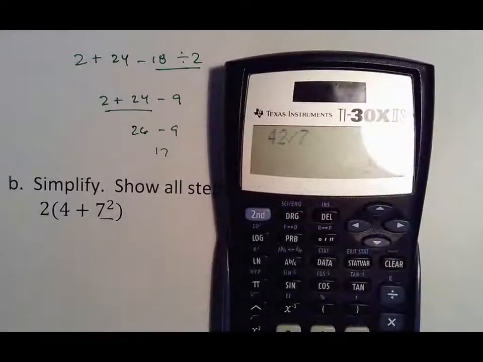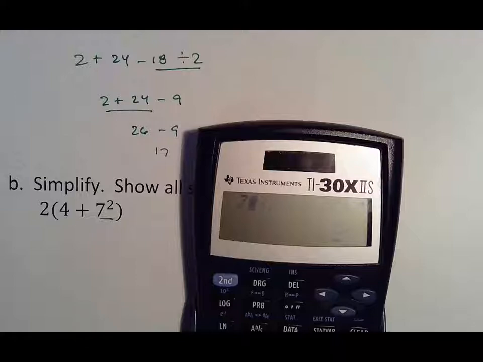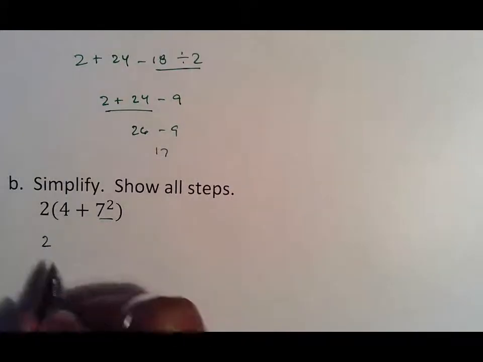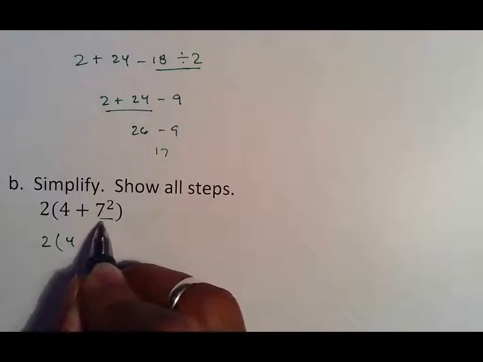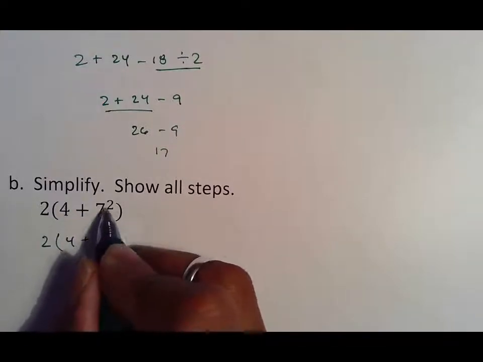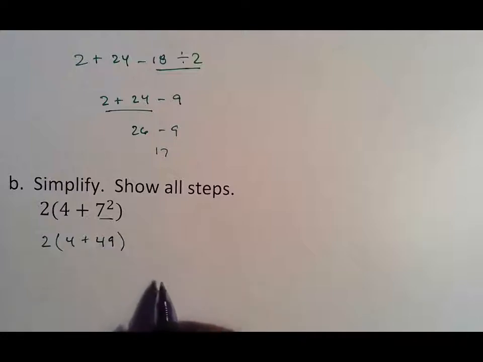Remember, 7 squared is not 7 times 2. It is 7 2 times. I'm sorry, I just did what I told you not to do. It's 7 2 times, which is 49. So you rewrite your 2, your parentheses, your 4. That's why I always underline whatever I'm looking at. So 2, 4, plus, and 7 squared becomes 49.